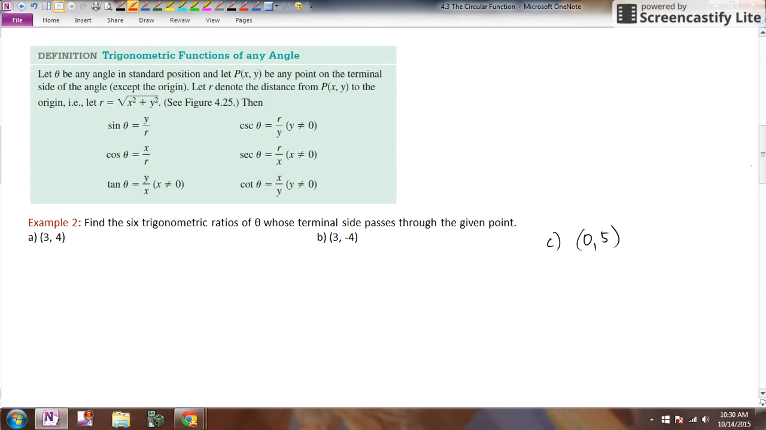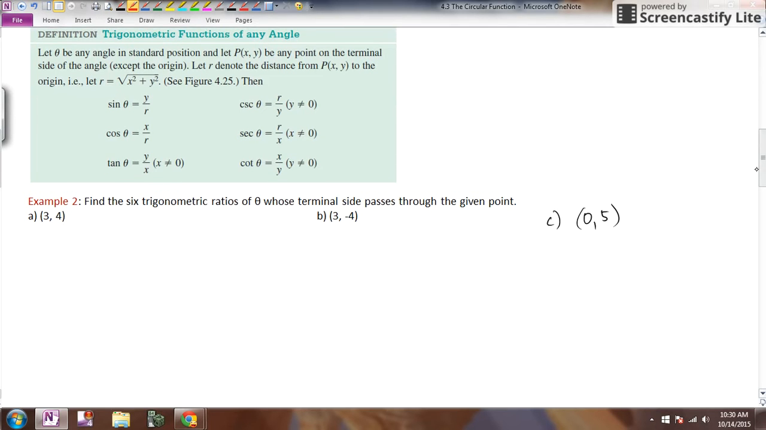This little chart is really helpful on what we call quadrantal angles, ones that are on the axes. But if it's not, then this chart isn't all that helpful. So let's talk about what I got here. If you see, and I added C just so you would know what I'm talking about.